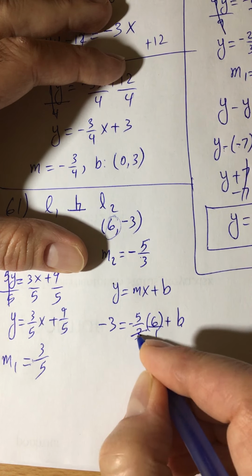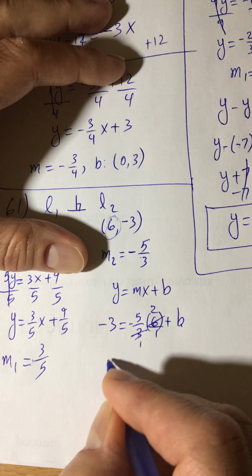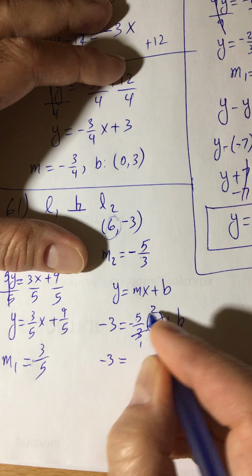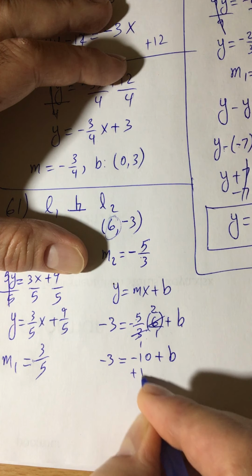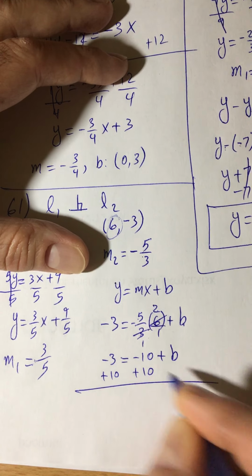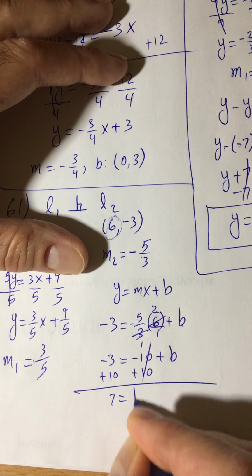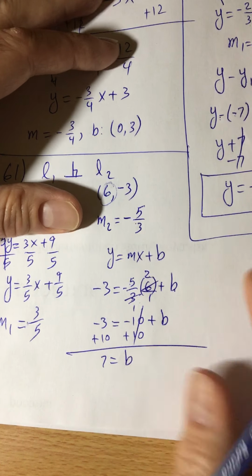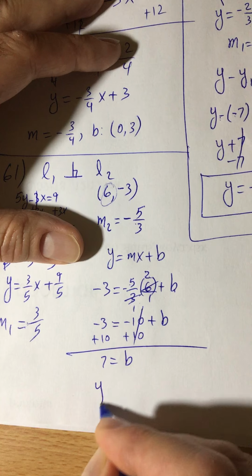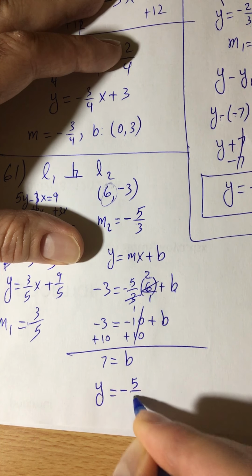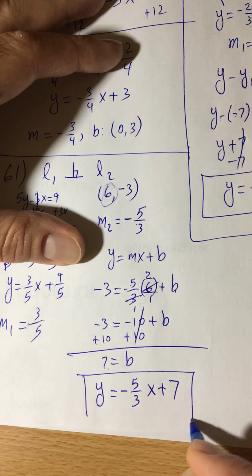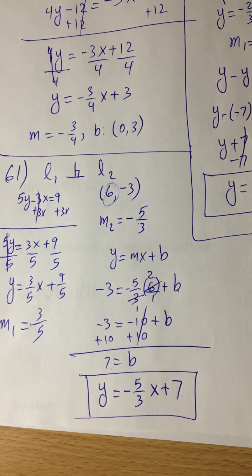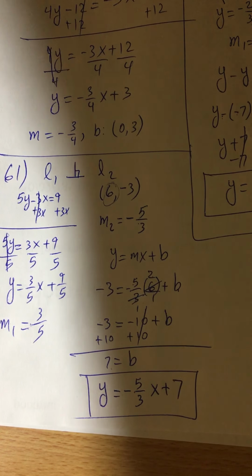So I'm going to solve for b. 3 goes into 6 twice. So negative 5 times 2 is negative 10. And I'm going to add 10 to both sides. So I get 7 equals b. So my y-intercept is 7. So what's the equation of the second line? y equals negative 5/3 of x plus my b, 7. There you go. So that's the equation of the second line. I hope I don't go too fast.